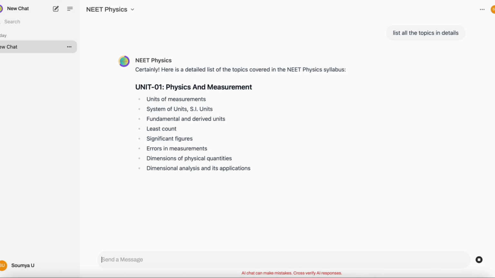Unit 01, Physics and Measurement: Units of Measurements, System of Units, SI Units, Fundamental and Derived Units, Least Count, Significant Figures, Errors in Measurements, Dimensions of Physical Quantities, Dimensional Analysis and its Applications.